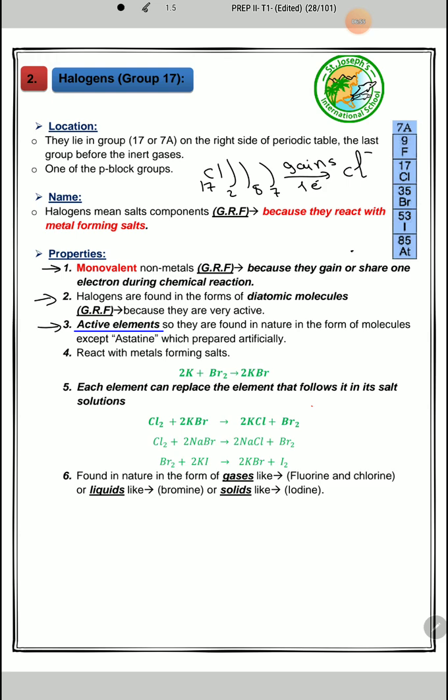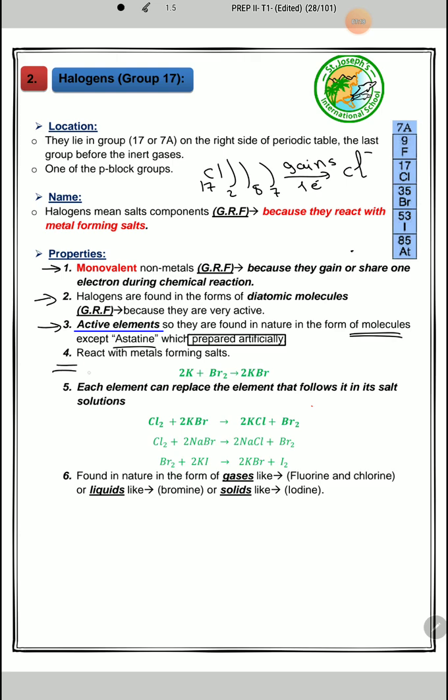Number 3, as we said, they are active elements or active nonmetals. That's why they are found in nature in the form of molecules, not single atoms, except astatine. Why is astatine different from the other elements? Because it's prepared artificially. It's not a natural element.